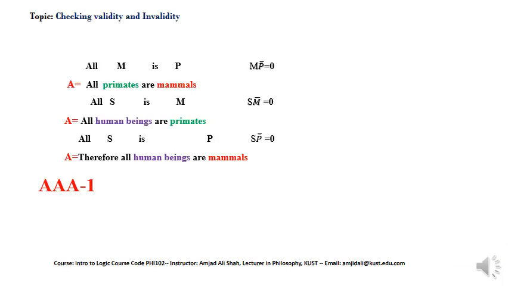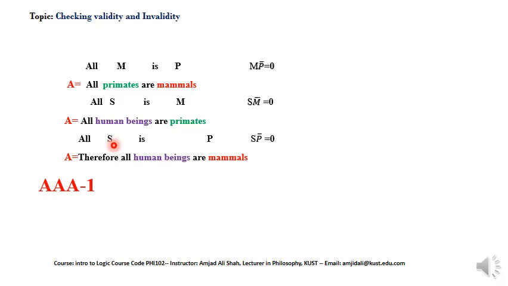Now, if you remember, in the previous lecture we discussed the form of syllogism, and we discussed the mood of syllogism. By mood, we mean what type of categorical propositions have been used, and by figure, we mean the position of the middle term, which appears in 4 different figures. So this is actually figure 1, if you remember. Today we will check the validity of this argument. All primates are mammals, all human beings are primates, therefore all human beings are mammals.